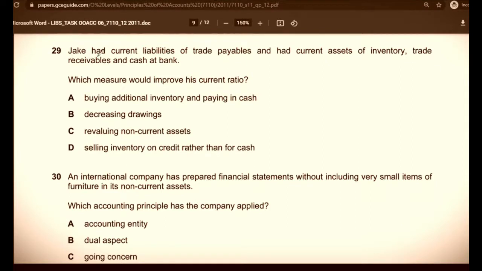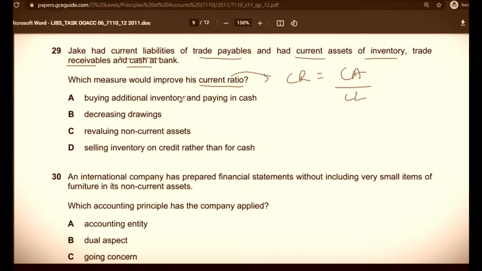Multiple choice 29. Jake had current liabilities of trade payables and had current assets of inventory, trade receivables, and cash. So this statement is basically telling me what the current liabilities and current assets are for Jake. Which measure would improve his current ratio? So how do we calculate current ratio? Current ratio is basically current assets divided by current liabilities.